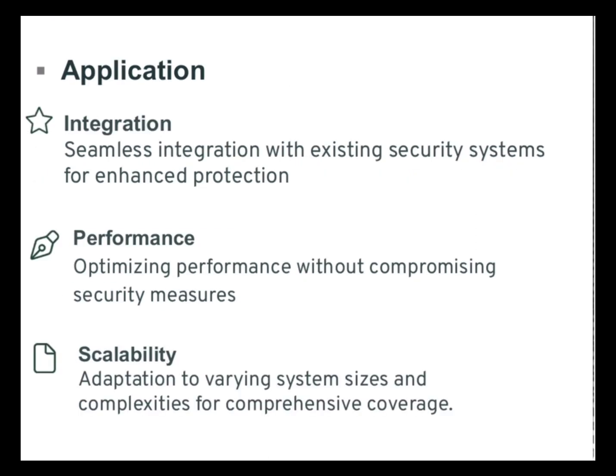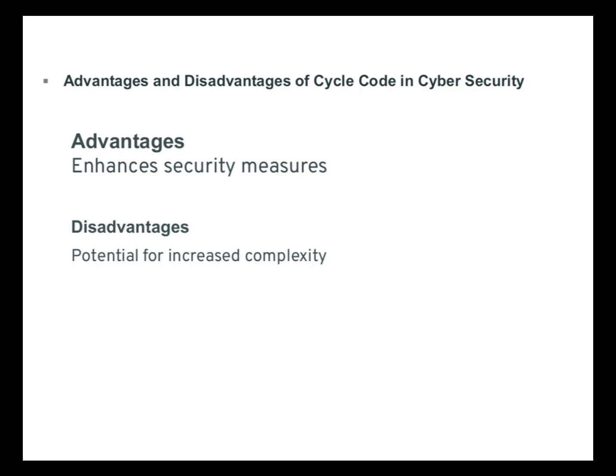There are various applications of cyclic code. First one is integration, seamless integration with existing security systems for enhanced protection. Second one is performance, optimizing performance without compromising security measures. Third one is scalability, adaptation to varying system sizes and complexities. There are the advantages and disadvantages of cyclic code in cybersecurity. The advantage is that it enhances security measures, and the disadvantage is the potential for increased complexity.